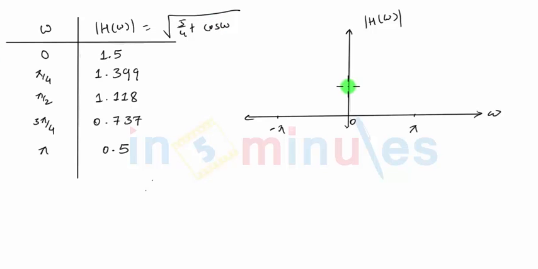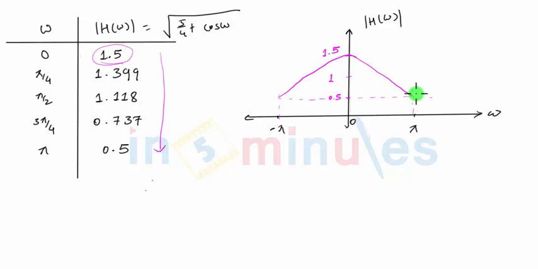So if we plot this, let's say this is 0.5, this is 1, and this is 1.5 scale. At omega equal to 0, we have the maximum value of 1.5, and then it reduces towards 0.5. So mod of h of omega will finally stop at 0.5 at omega equal to pi and minus pi. So this is how the frequency response will look. To be precise, this is the magnitude response that we have drawn.